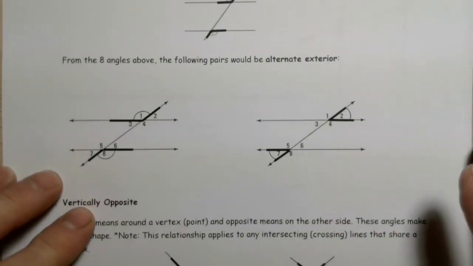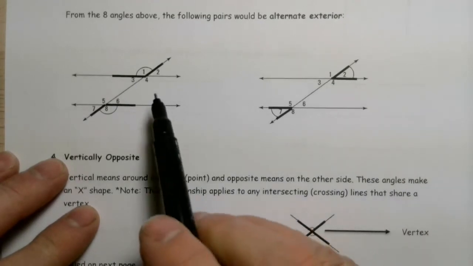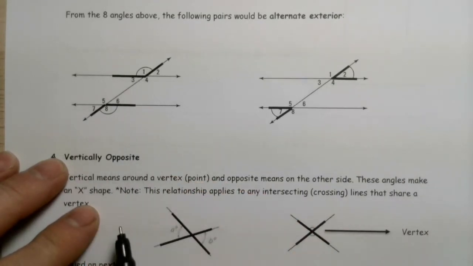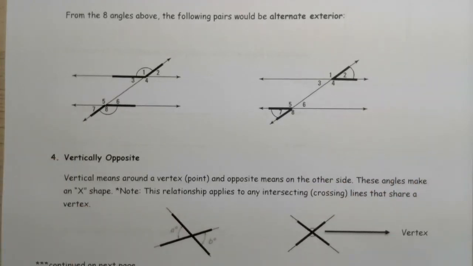And so from that original diagram I gave you with the 8 angles, we've got two pairs. One is 1 and 8, and 2 and 7 are alternate exterior angles to each other.